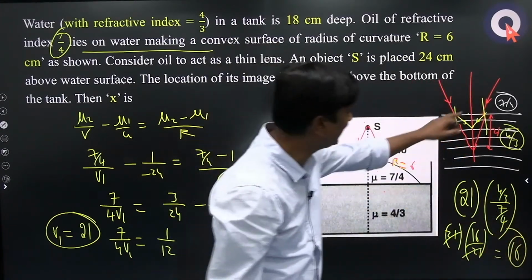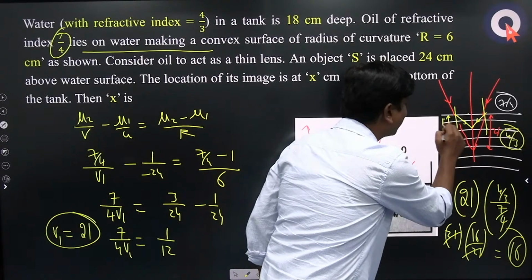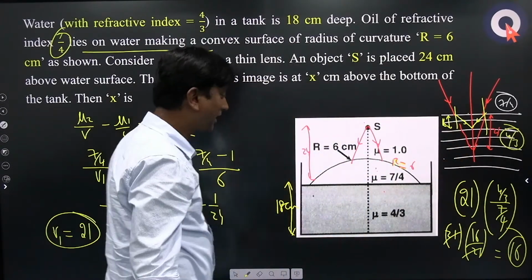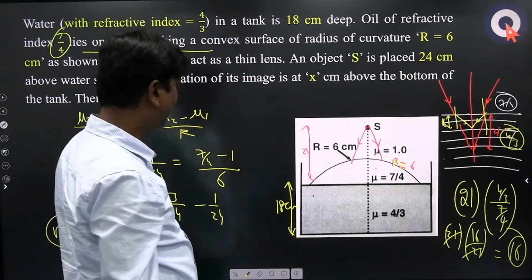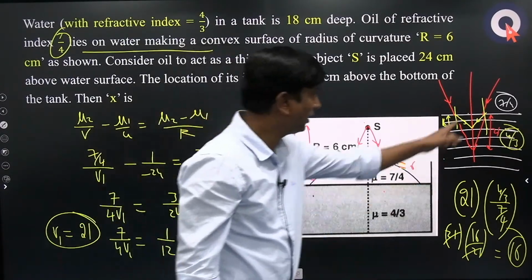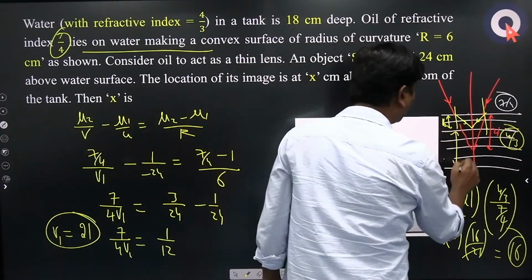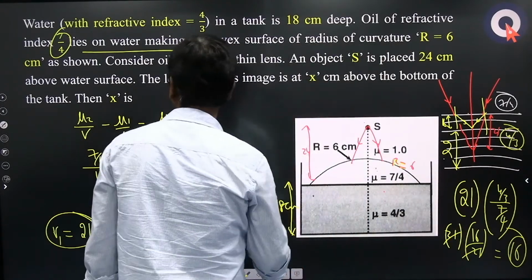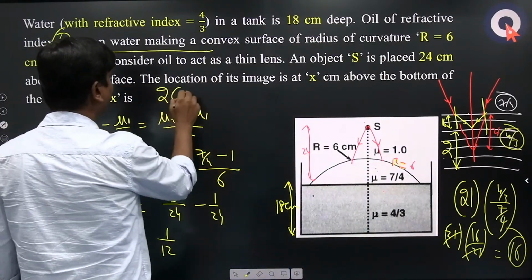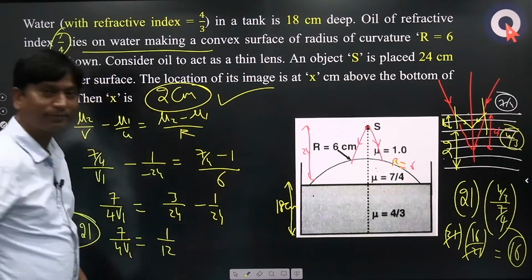So from here it's actually 16, right? But they're asking from the bottom. So already this depth is 18. So from here you got 16, which means the remaining will be 2. So the answer is 2 centimeter. That will be the answer.